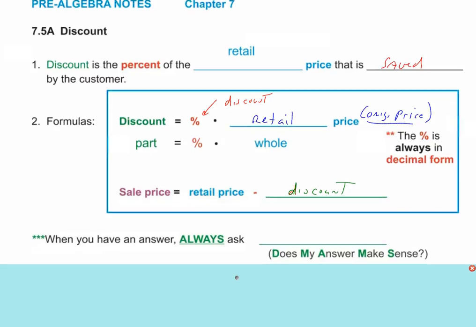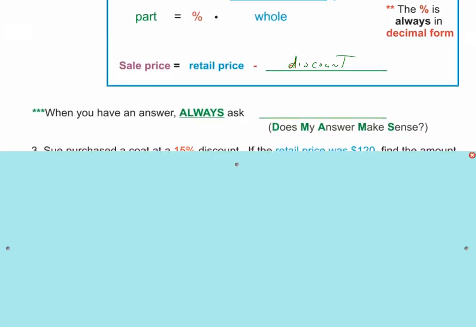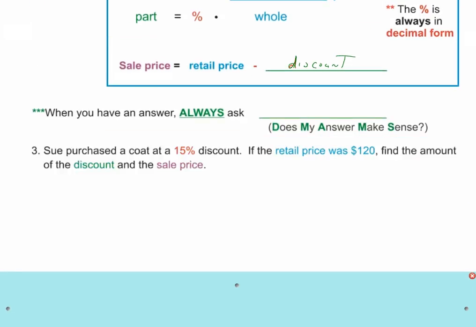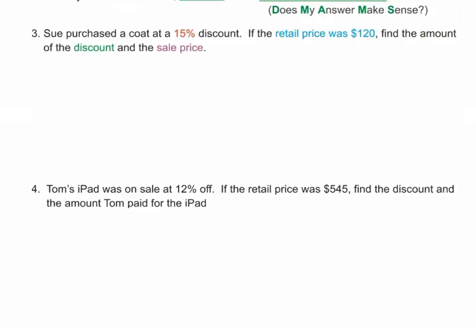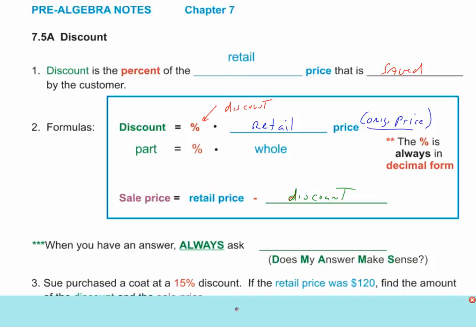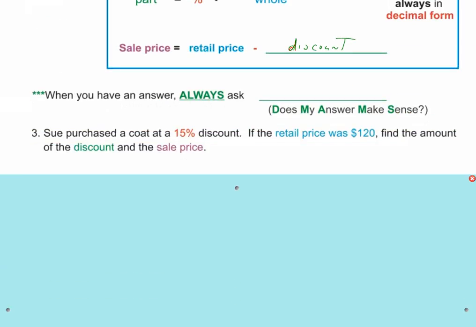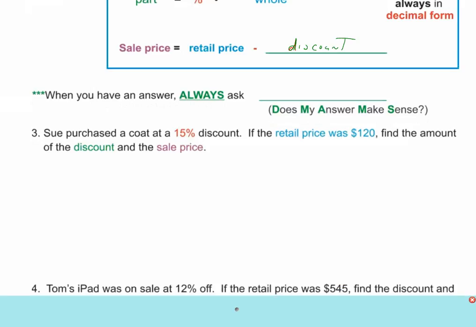All right, I hope you have this next part in your notes. We'll find out. Do you have Sue purchased a coat at 15% discount? All right, write it in. That's the way it goes. Try not to get ahead and look at that next one. I better shade it, otherwise you'll want to. All right, so Sue purchased a coat at 15% discount.